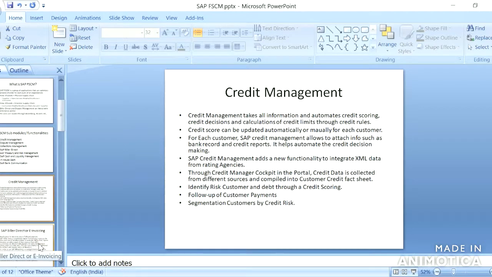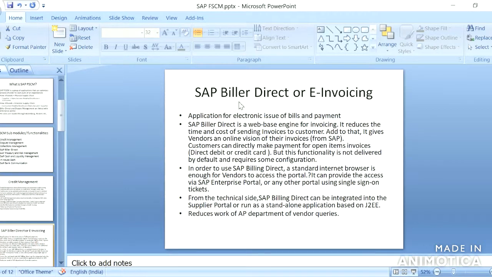Now let us move on to another module, SAP Biller Direct, which is part of Biller Direct e-invoicing. I actually worked on e-invoicing with Ariba. Even when I was working, I heard about Biller Direct and thought it might be a functionality. Then when I was researching FSCM, I found that it is a submodule in FSCM. Let us see what Biller Direct actually is.